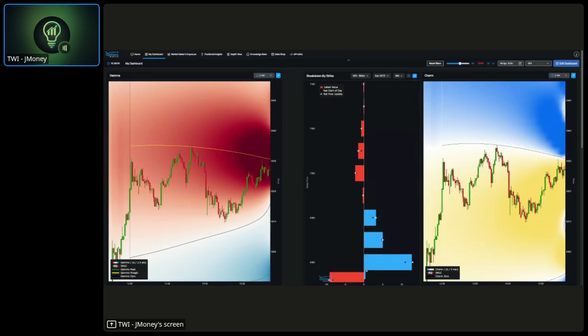All right, so that's a really good example of a short setup that we had recently. Again, we see these different setups almost every day, and often throughout the week.